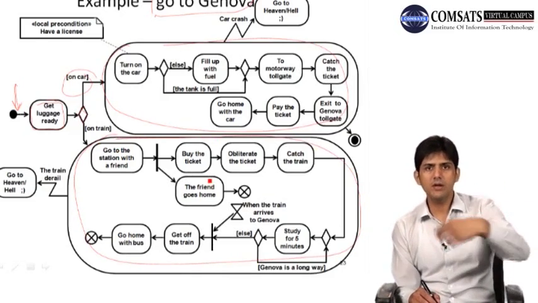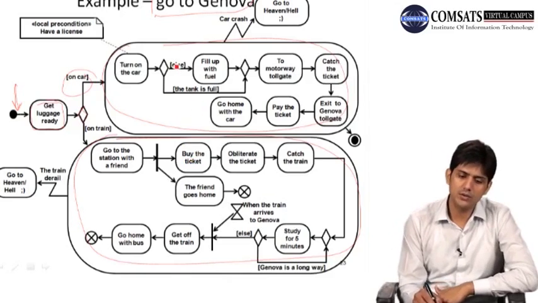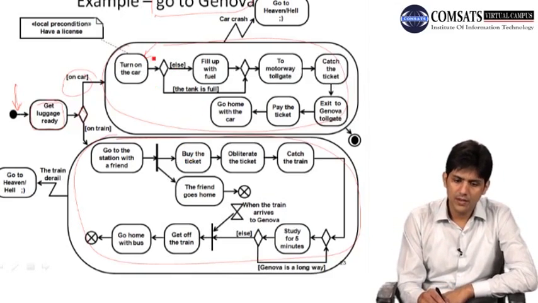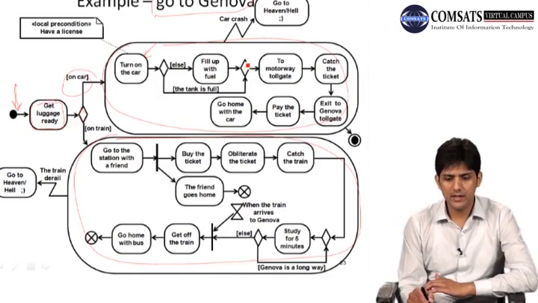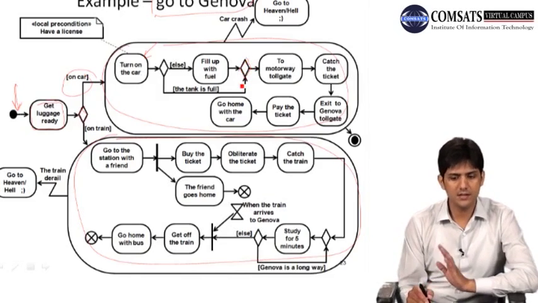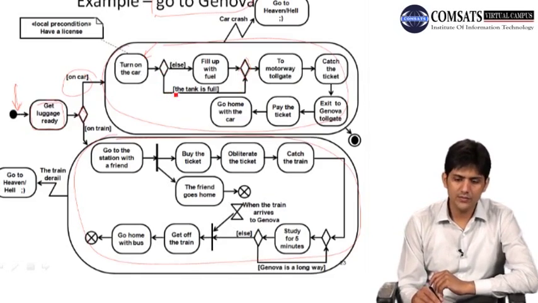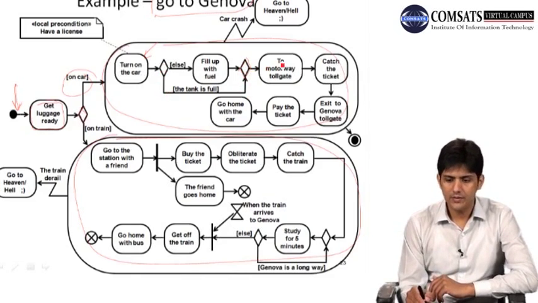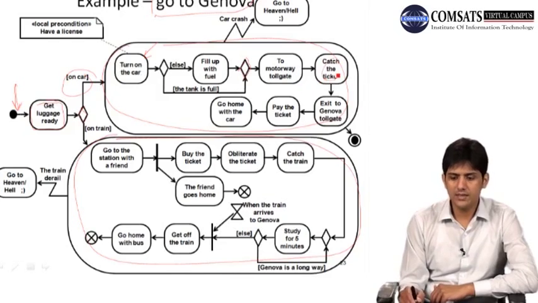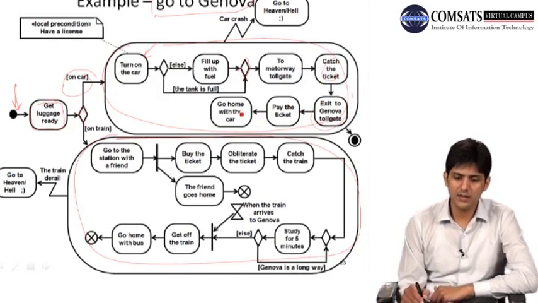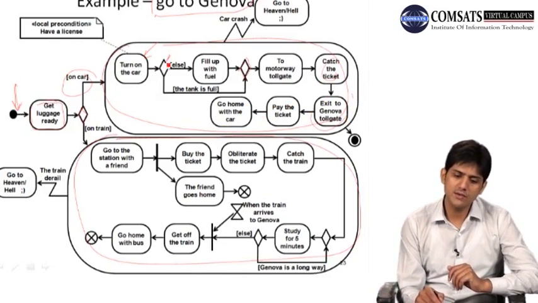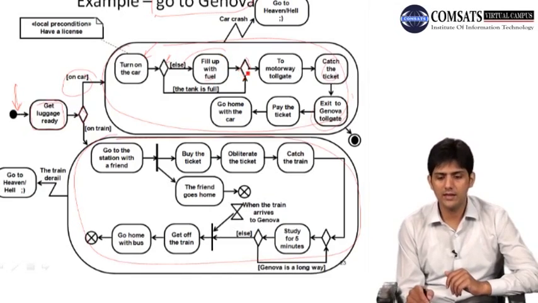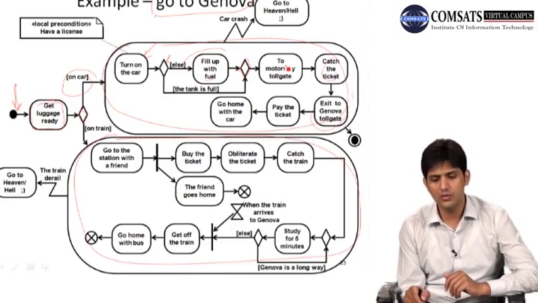Okay, so the first thing when you decide to go by car is that you turn on the car. If the car is on and the tank is not full, you fill up with fuel. Then you come to another decision box. If the tank is full, you go to the motorway toll gate, you get the ticket, you exit at the Geneva toll gate, pay the ticket and go home with the car. Whereas if the tank was not full, the first thing you will do is fill the tank, and then again you wait at this decision box, then you go to the motorway.